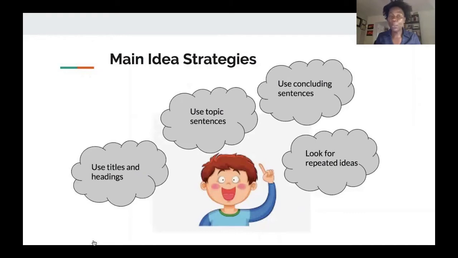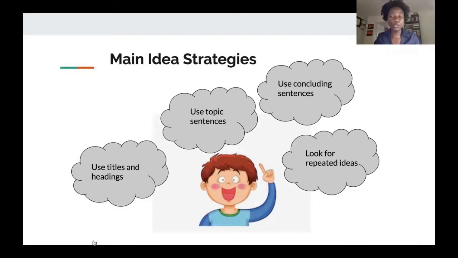It is very important, boys and girls, that as we are going through our text, we understand that the main idea can be found in the beginning, the middle, or the ending of a text. It can be found anywhere, but it is very important for us to read the entire passage or text before we decide what the main idea will be.